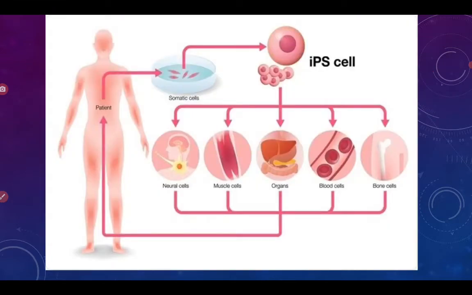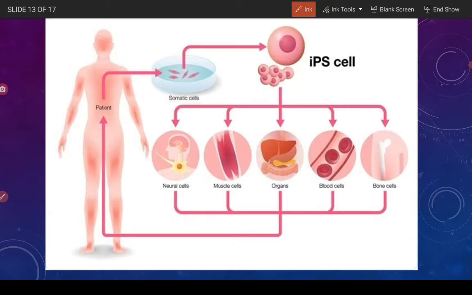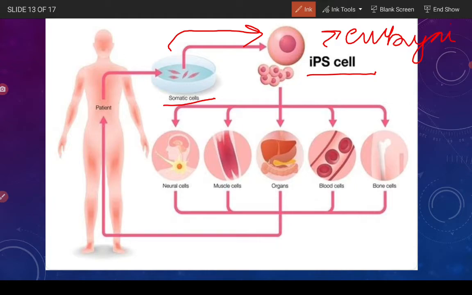So what is the function of induced pluripotent stem cells? You can see that we take some somatic cells and we make them into induced pluripotent stem cells, right? That is embryonic stem cells. So they form embryonic stem cells, and we know embryonic stem cells could form bone cells, blood cells, organs, any kind of muscles, and neural cells.